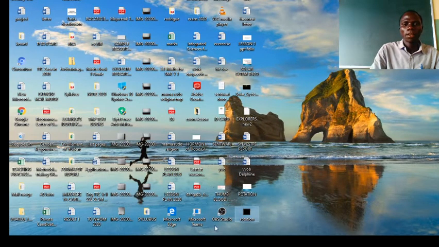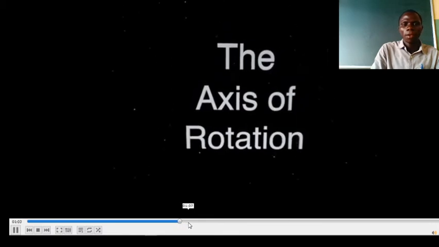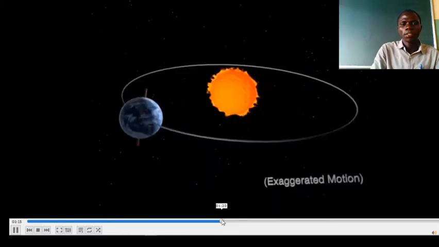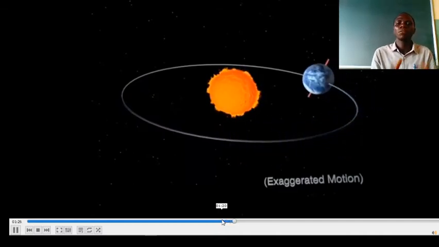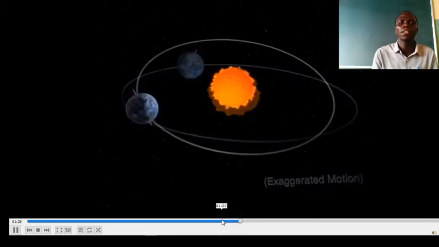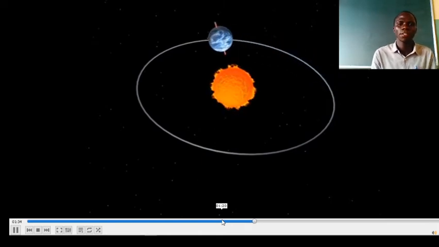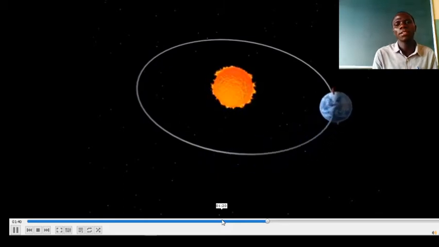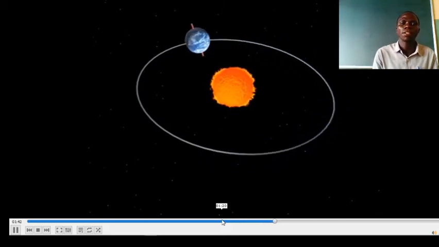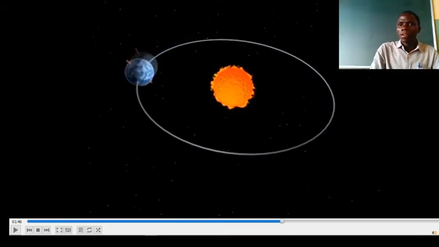The Earth's axis of rotation. The Earth's axis completes a full cycle approximately every 26,000 years. This is how the seasons correlate with the axis of rotation and its orbit around the Sun. 3,000 years ago, the axis of rotation and the season. Thank you.